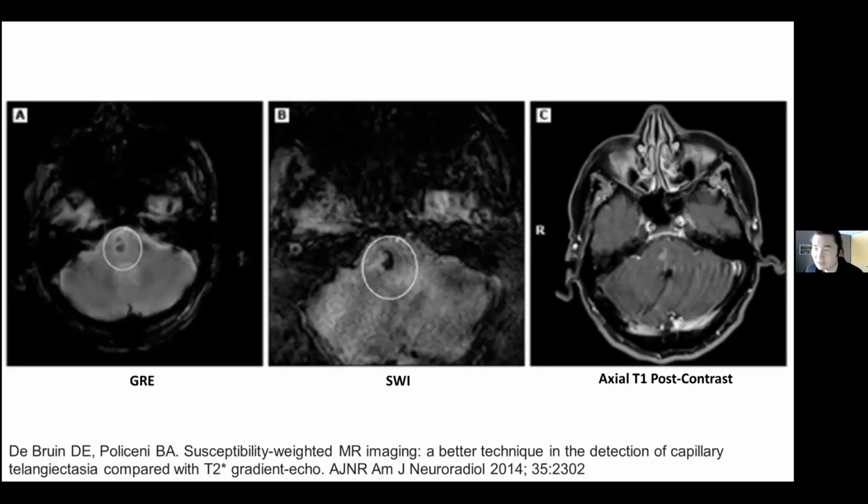This is a capillary telangiectasia seen in the pons. So we're looking at the GRE and the SWI, but it's also correlated on the post-contrast T1 sequence. You can see a subtle vessel there. And unsurprisingly, the SWI is a little better at picking it up than the GRE.